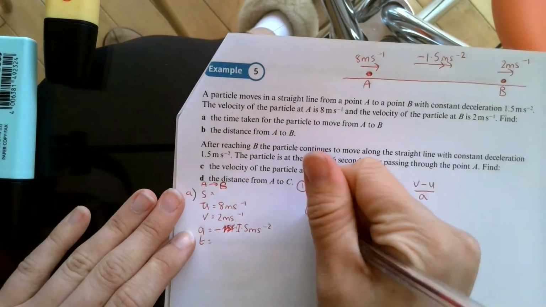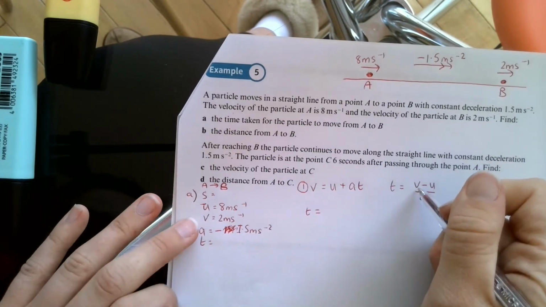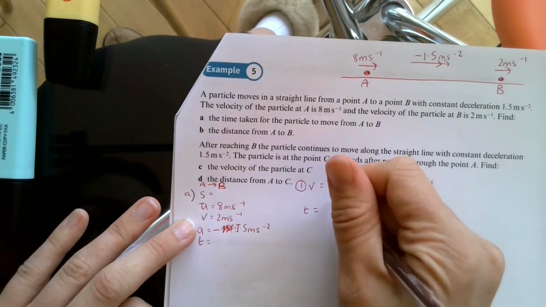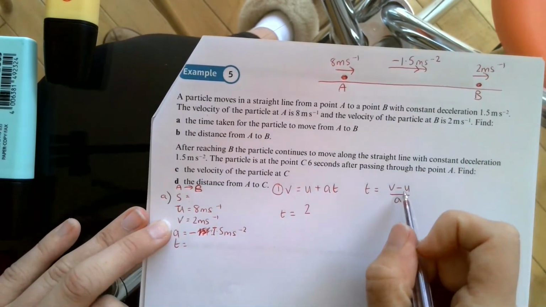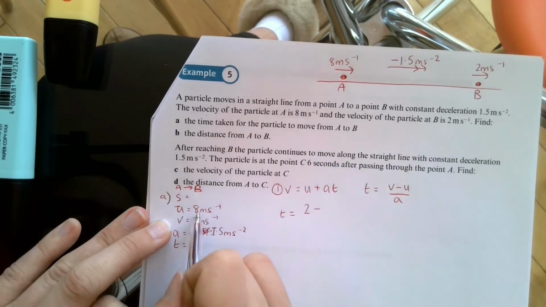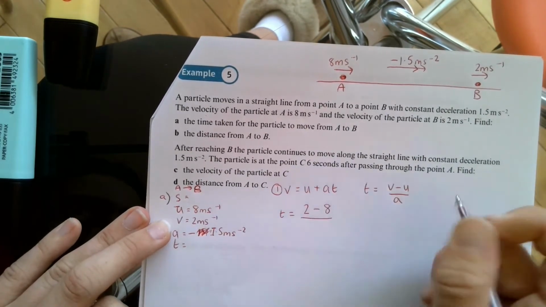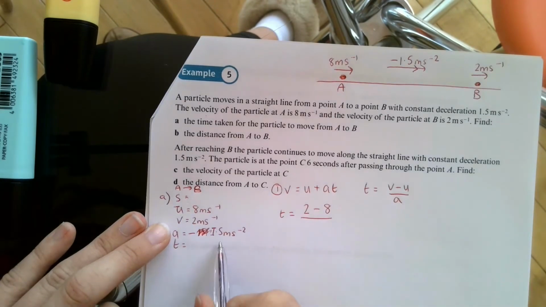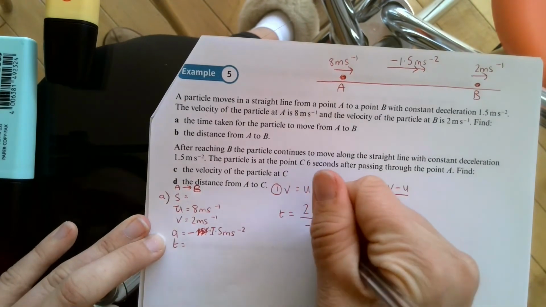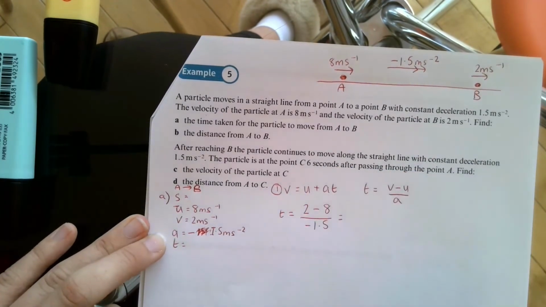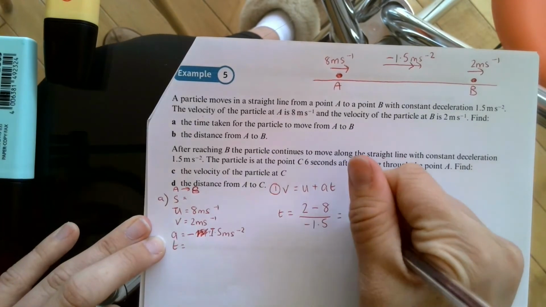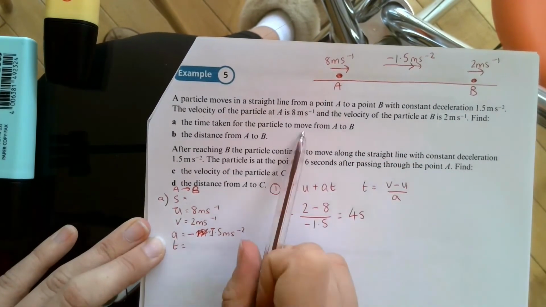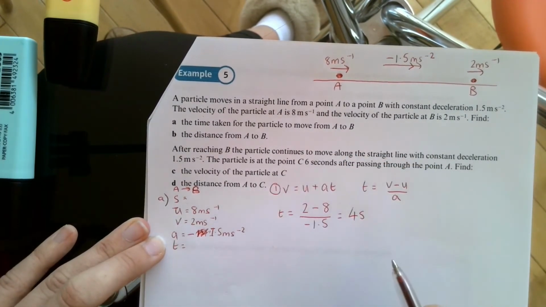So therefore, t is equal to, instead of v, I'm using 2 meters per second, take away u, so minus what I've got for u, which is 8, and divided by the acceleration, which is negative 1.5. Type that all into your calculator, and you'll get that t is equal to 4 seconds. That is the time taken to move from A to B.